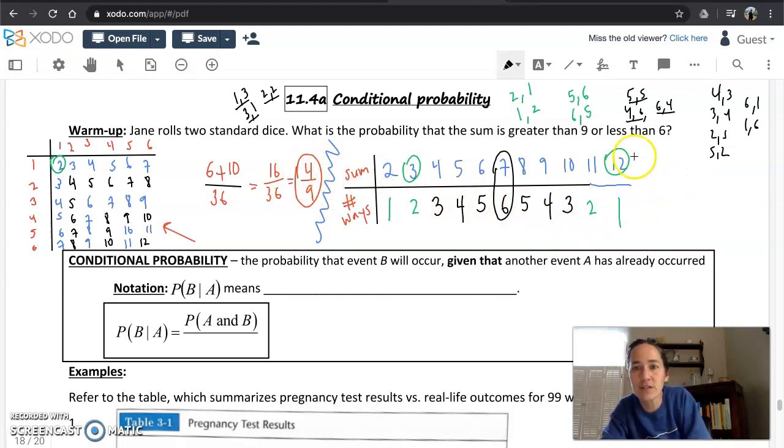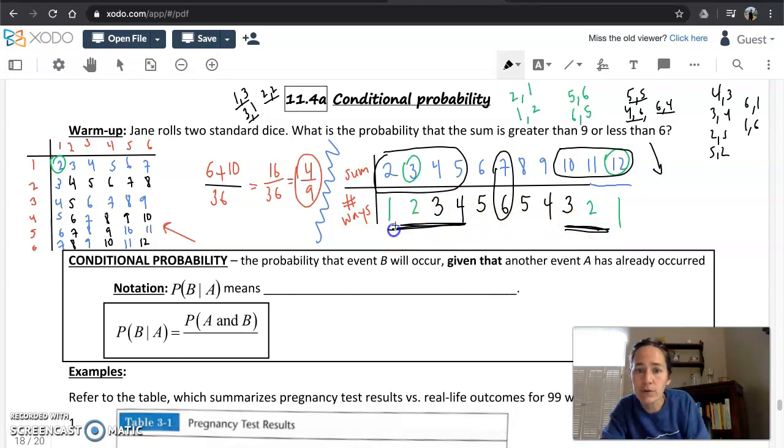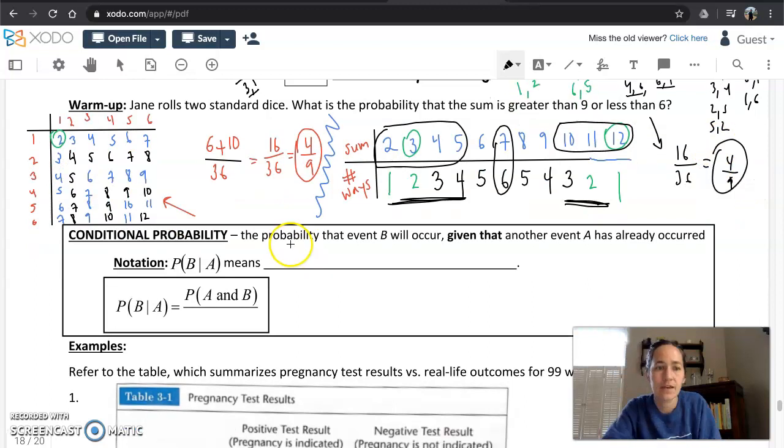So as a second way to solve it, probability greater than 9 or less than 6. Well, here's all the sums that are greater than 9, these 3. All the sums that are less than 6. Here I'm just adding numbers. I'm adding 3, 2, and 1. And I'm adding 1, 2, 3, and 4. So if I add up all these and all those, I still get 16 ways out of 36. And that's going to be 4/9. So just to show you, there's another table out there.